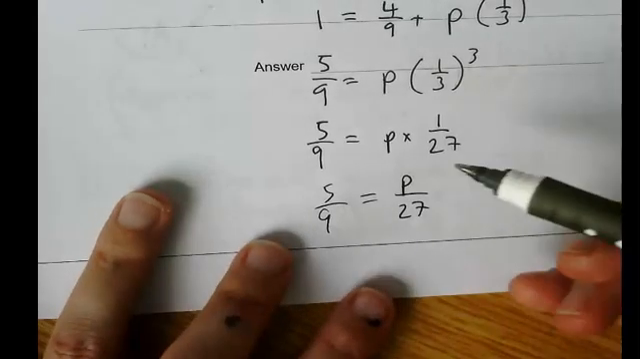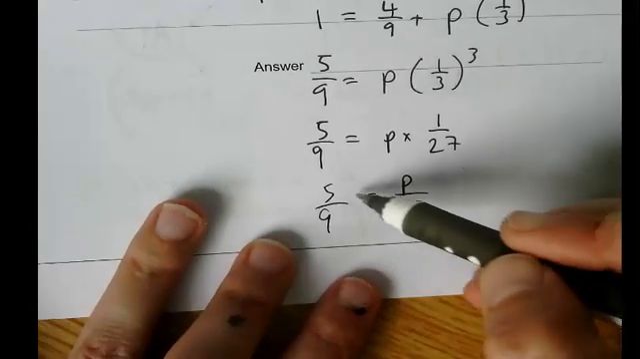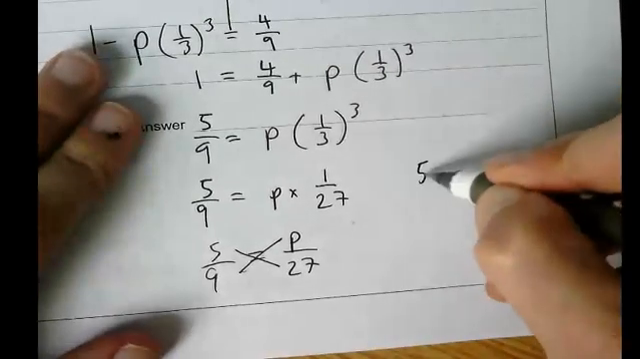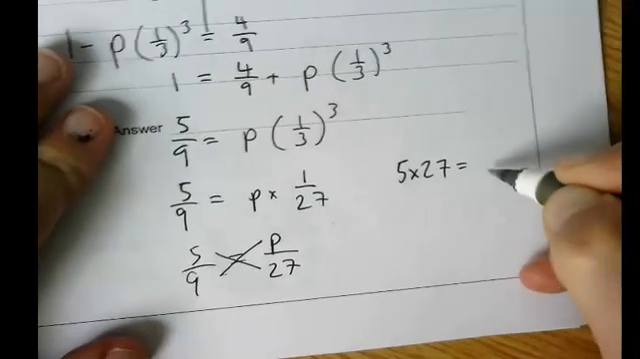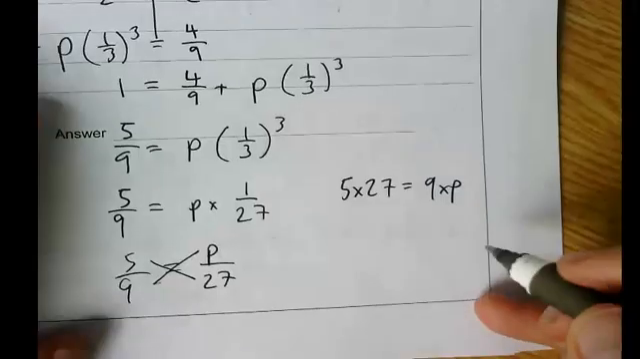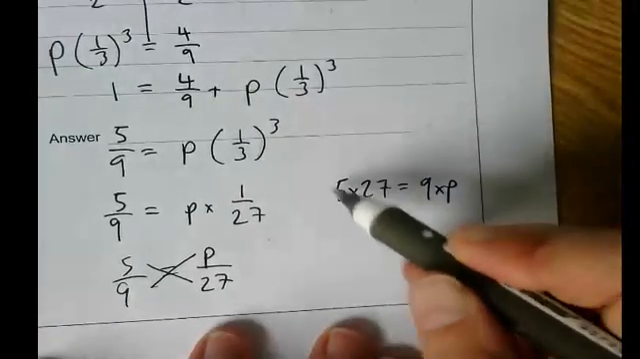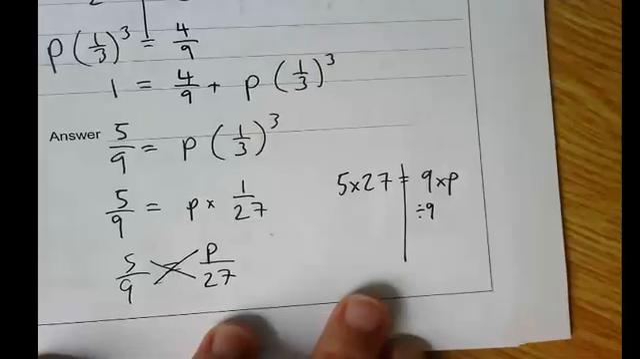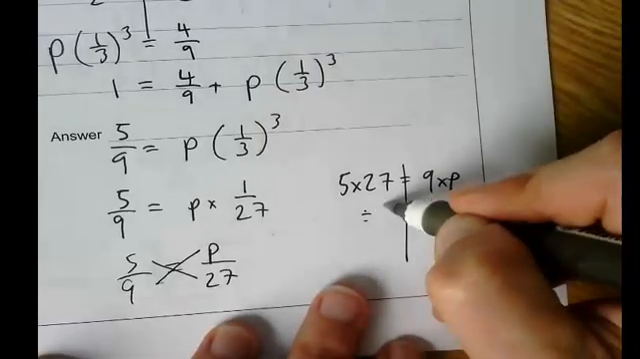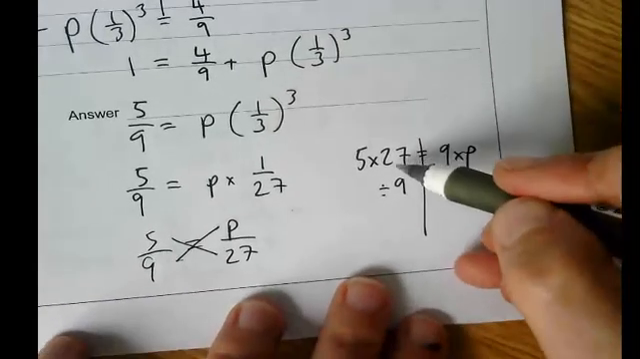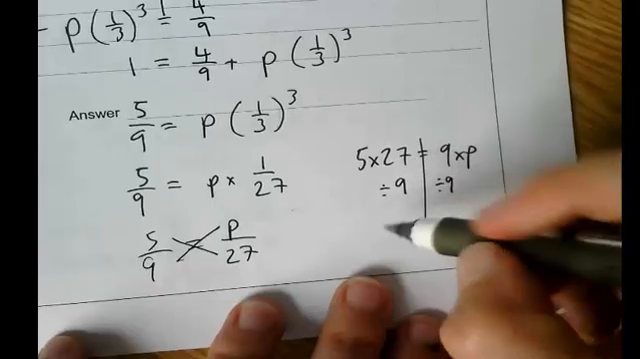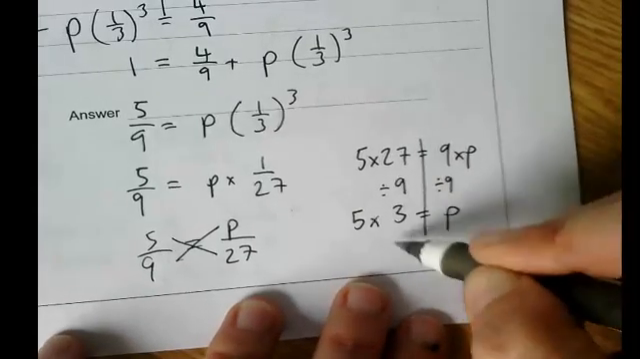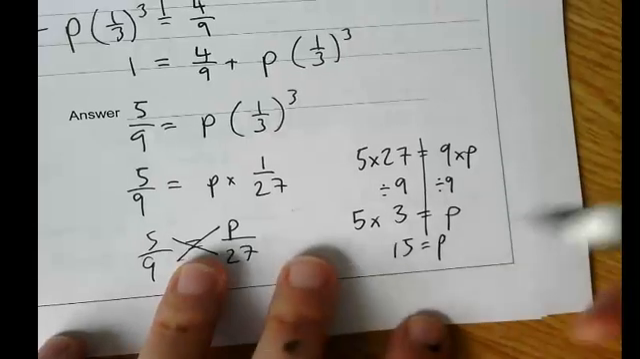And I'm then going to cross multiply. So I'm going to have 5 times 27 is equal to 9 times p. From here, I'm actually not going to do 5 times 27. What I'm going to do is divide by 9. I'm looking for ways to be efficient with my working. Dividing by 9 is going to give me, because 27 is nice to divide by 9, 5 times 3 is equal to p, so 15 is equal to p.